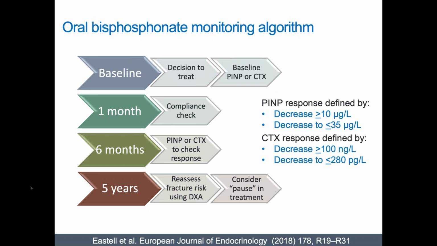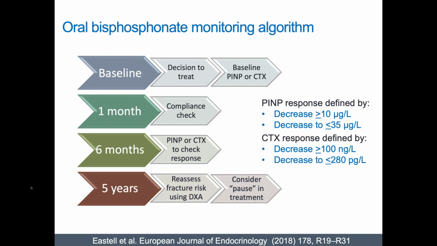And then once they have the value at 6 months, they have to interpret it. And so the interpretation of a P1NP is that the decrease has to go down by more than 10 micrograms per liter and to a level of less than 35 micrograms per liter. So we give them those two simple rules and they can implement them in their patients.